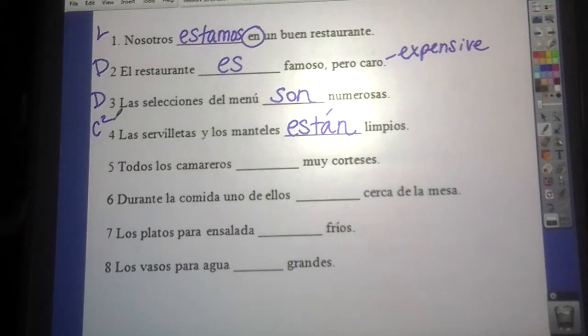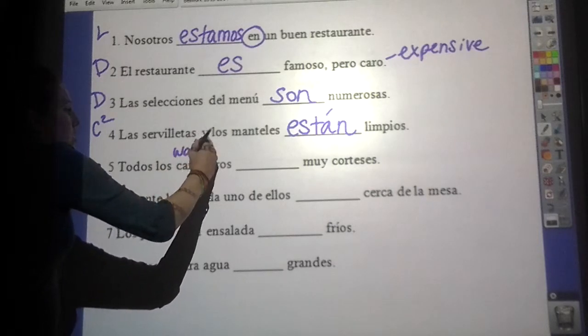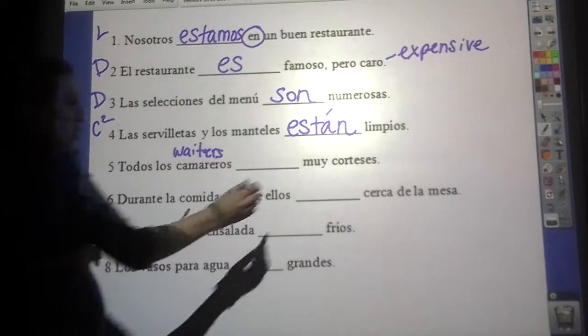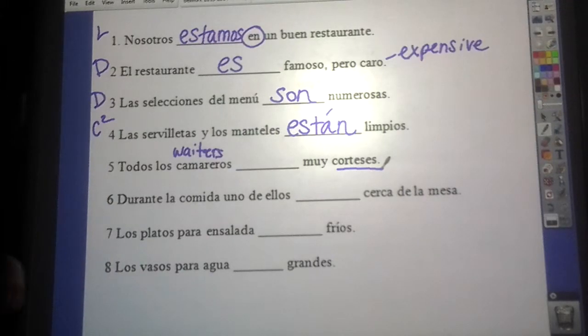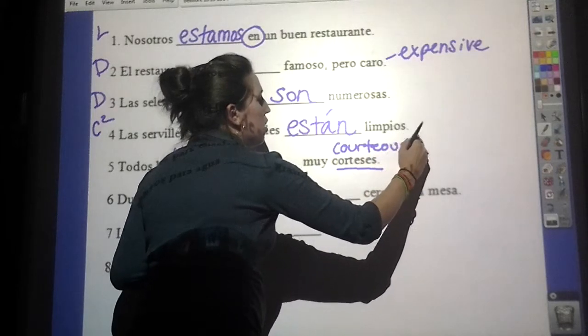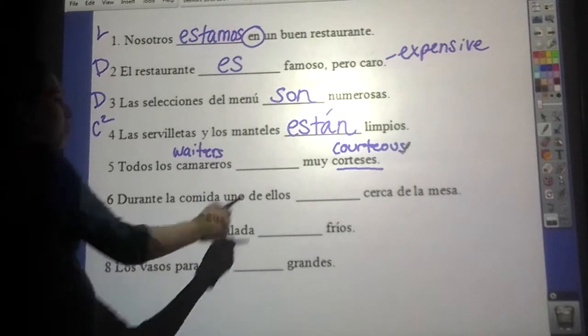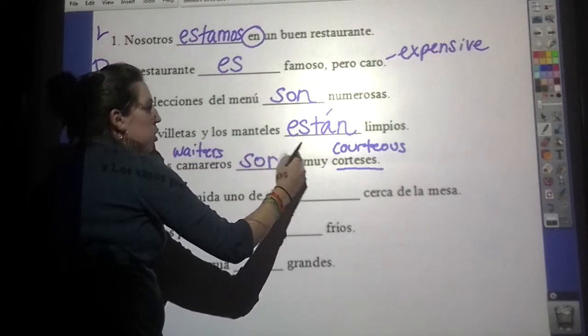Están. Cinco. Todos los camareros is waiters, blank muy corteses. Do we know what corteses is? Cortés? Cortés quiere decir courteous. And again, that is a general characteristic of someone if you are courteous. So, we should have a D, and this should be son.